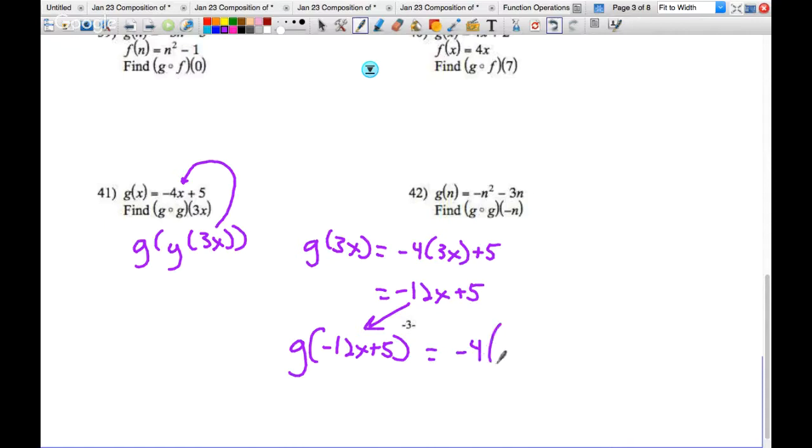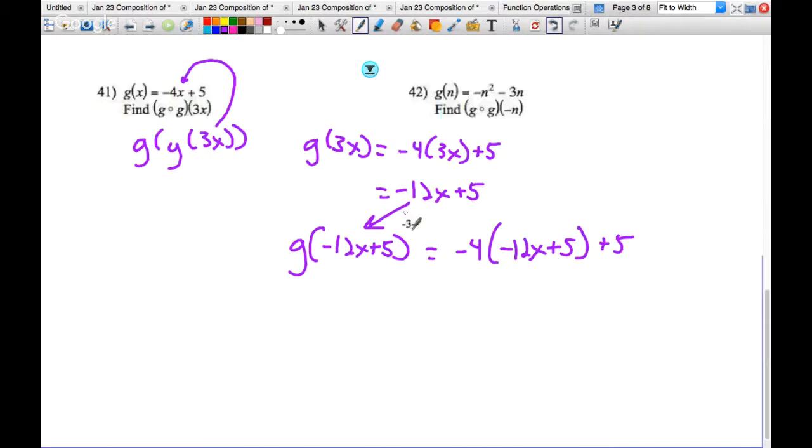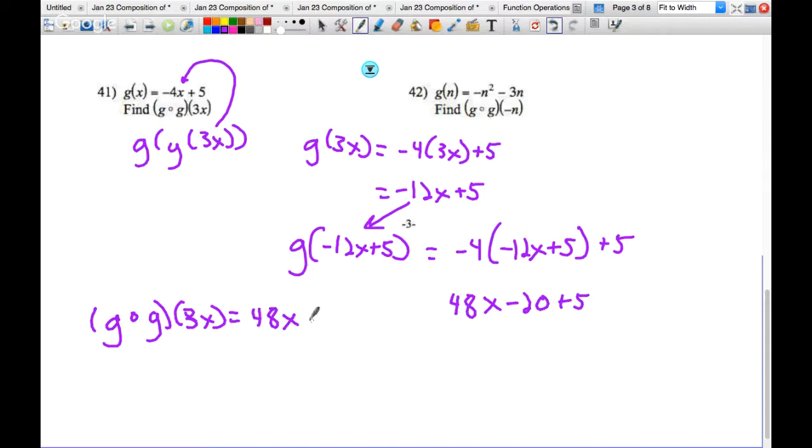And now I get -4 times that expression. I plug it in for x, -12x plus 5, plus 5. Distribute, I get 48x minus 20 plus 5. Giving me a final answer, G of 3x equals 48x minus 15.